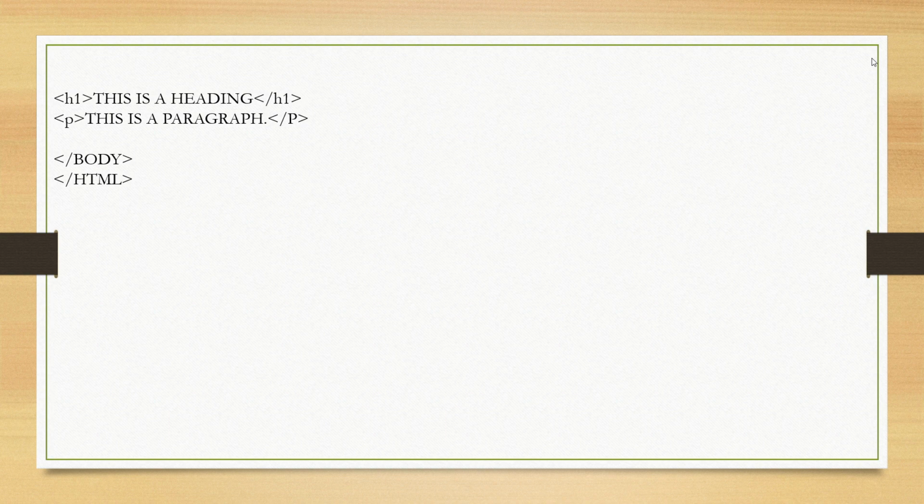And similarly, the paragraph. This is a paragraph where the things which need to be printed will be given here in this P. It is mainly for the paragraph, and again it is the body of the program, and again it's HTML.